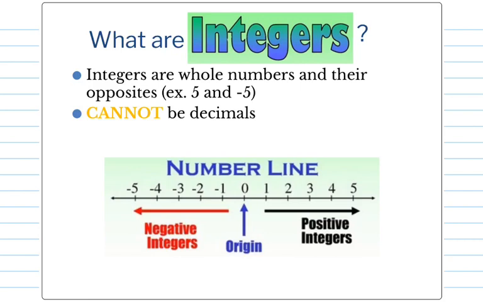Now, what are integers? Well, integers are whole numbers and their opposites. One thing that integers cannot have are decimals. So when you think of integers, I like to also think of a standard number line, because notice how you have all your positive integers, you have 0, and then you have the opposite of positive to be the negative.